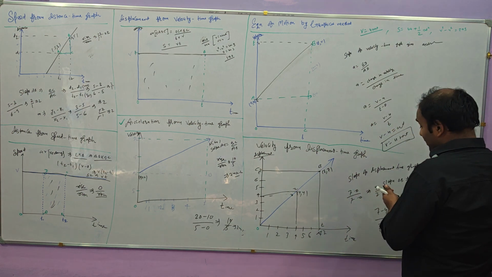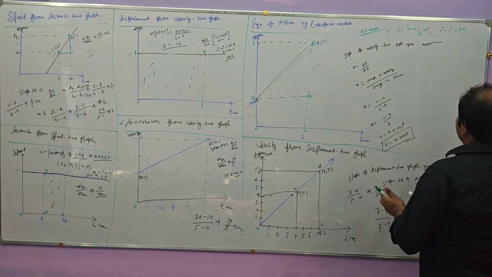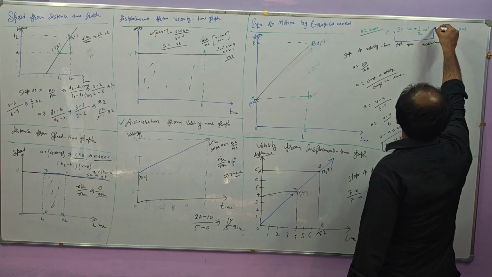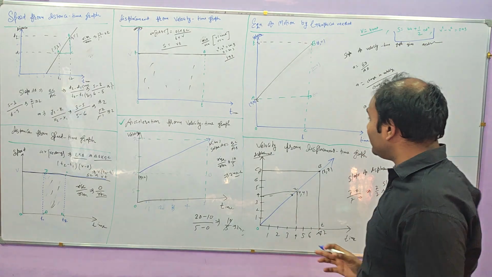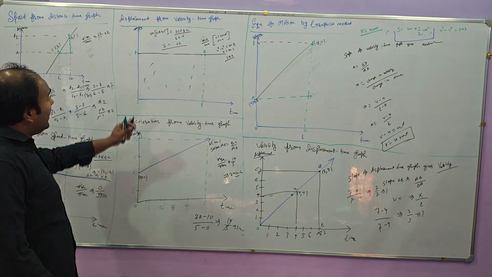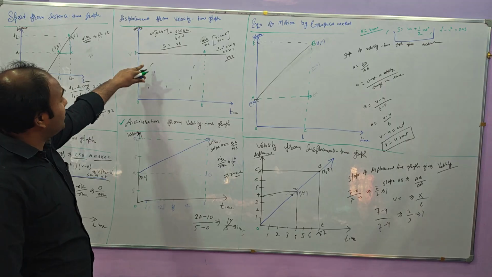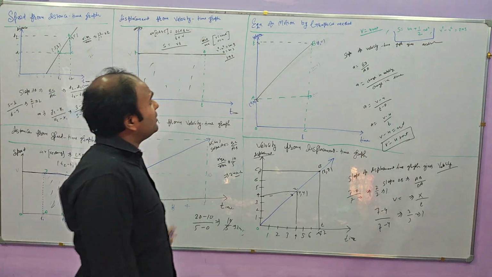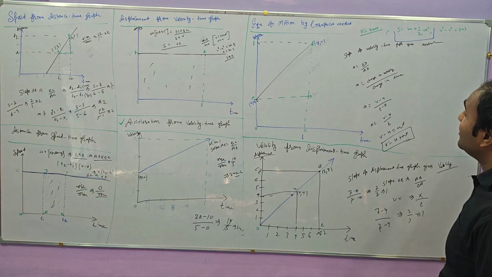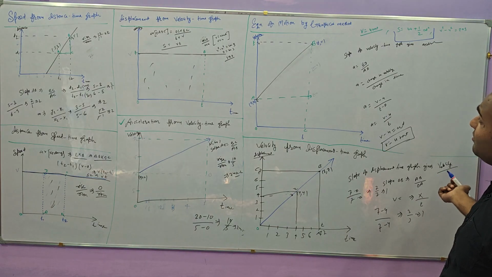S is equal to UT plus half AT square. Now we need to relate it with displacement. And we know the area under the velocity-time graph gives displacement, so we just need to relate it. Area under the velocity-time graph gives displacement.